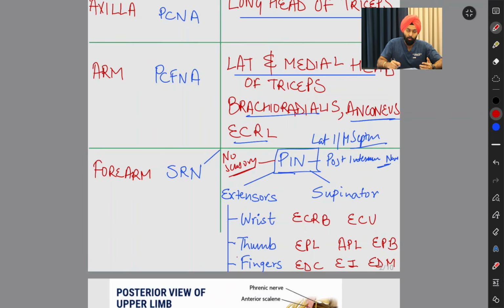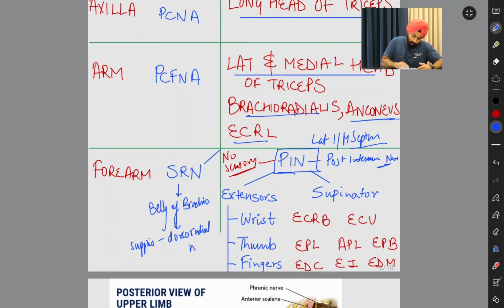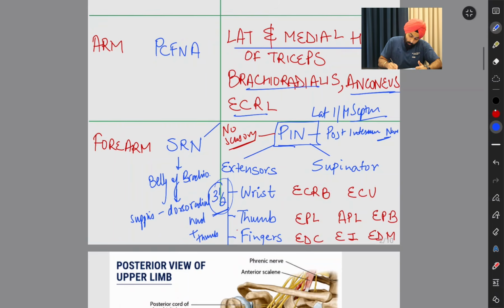Now talking about the superficial radial nerve, it descends along the belly of the brachioradialis muscle and it supplies what? The dorsoradial aspect of the hand plus the thumb. So dorsoradial three and a half fingers, that is the sensory supply of the superficial radial nerve. Moving back to the PIN, it supplies the extensors as well as the supinator muscle.